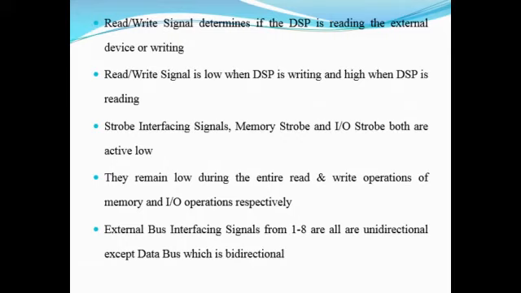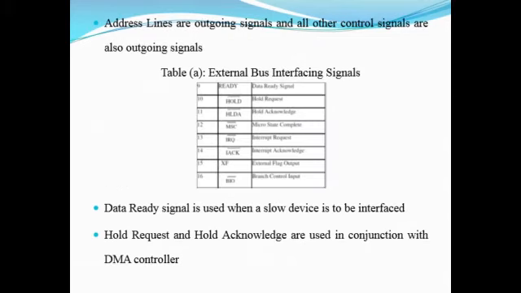Then external bus interfacing signals from 1 to 8 are all unidirectional, except the data bus, which is bidirectional. Whatever program memory we are going to use, they are unidirectional, whereas the data bus is bidirectional. We have already dealt with that concept earlier. Then address lines are outgoing signals, and all the other control signals are also outgoing signals.